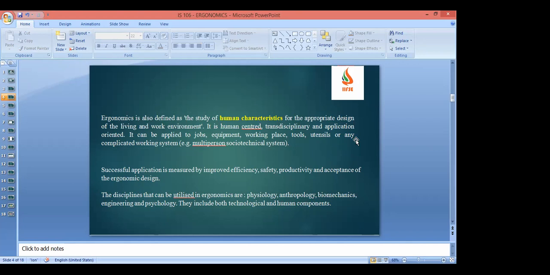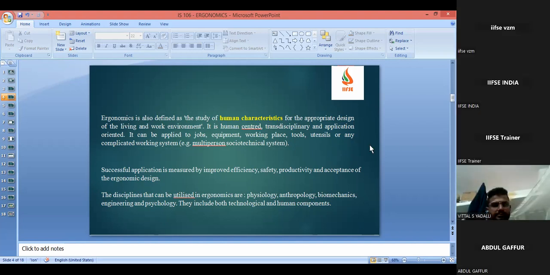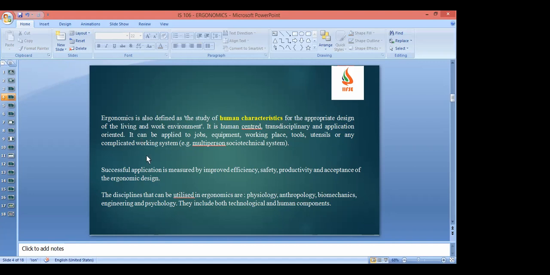It can be applicable as we saw in the video. Workplace, tools, utensils, even ergonomics. For example, if you see in the kitchens also, now we are getting many ergonomic friendly designs. Even the knives and cutting boards. So everywhere ergonomics can be implemented. And successful application is measured by improved efficiency, safety, productivity, and also acceptance of the ergonomic design.